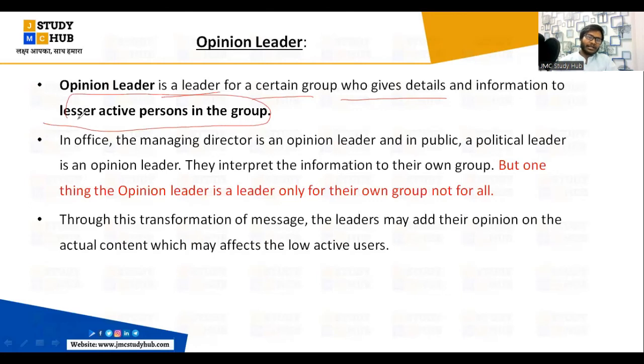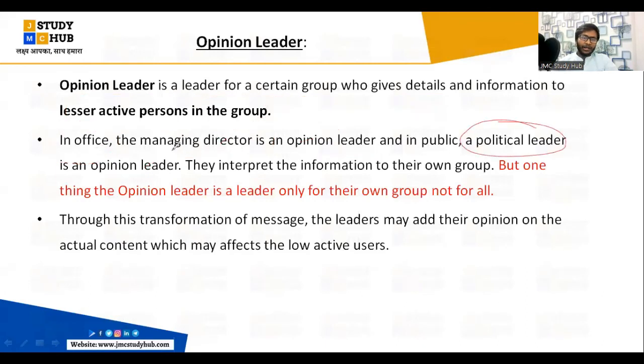लेकिन आपको एक चीज याद रखना होगा, first understand that for example in the office managing director is an opinion leader. ऑफिस में मैनेजिंग डायरेक्टर कौन होता है? मैनेजिंग डायरेक्टर ही ओपिनियन लीडर होता है. ठीक है, पब्लिक में पॉलिटिकल लीडर ओपिनियन लीडर होता है. पॉलिटिकल लीडर इज द ओपिनियन लीडर इन द पब्लिक. Managing director is an opinion leader in the office.